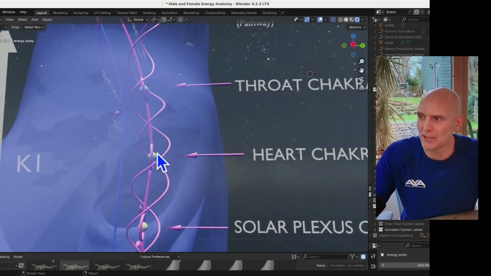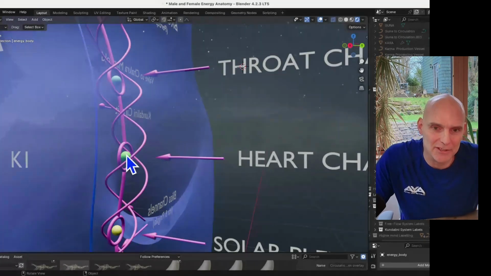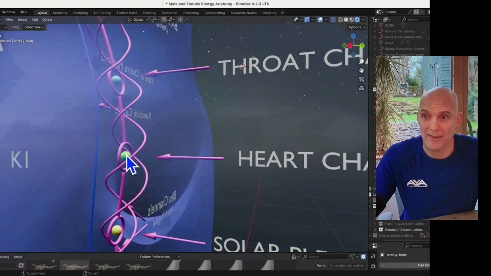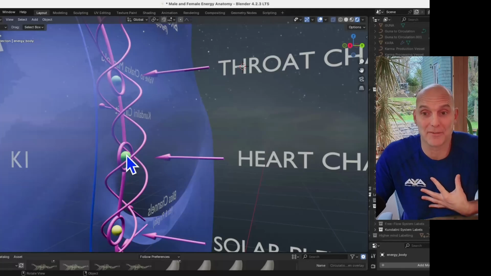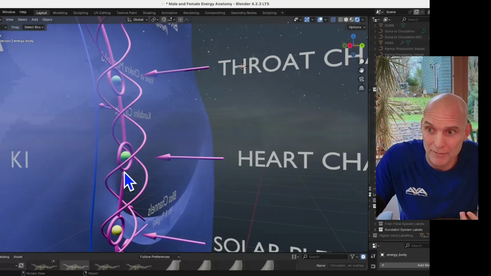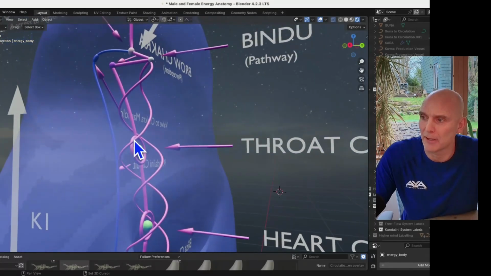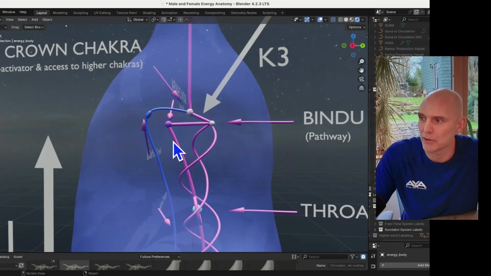When K1 gets to the heart chakra, that heart chakra starts to turn blue. This is where the electric blue color of the heart comes in. The frequency starts to change to unconditional love instead of lower mind love or ego love. And then K1 carries on up the central spinal channel, goes past.